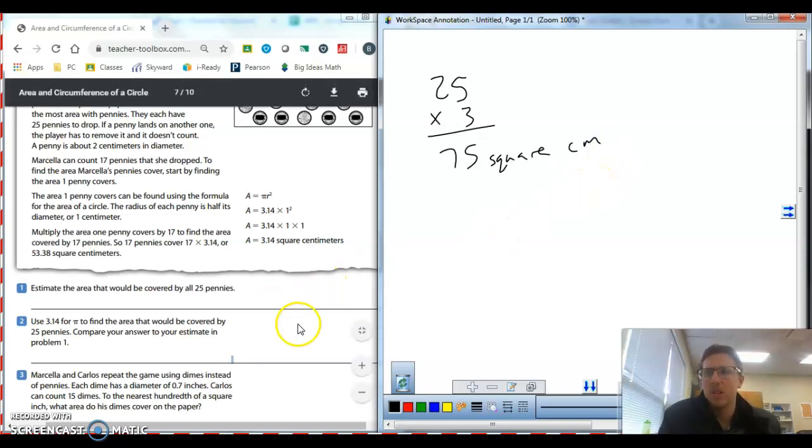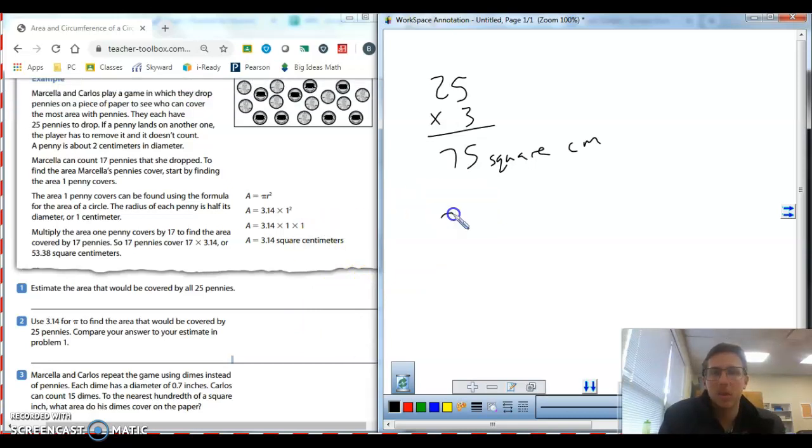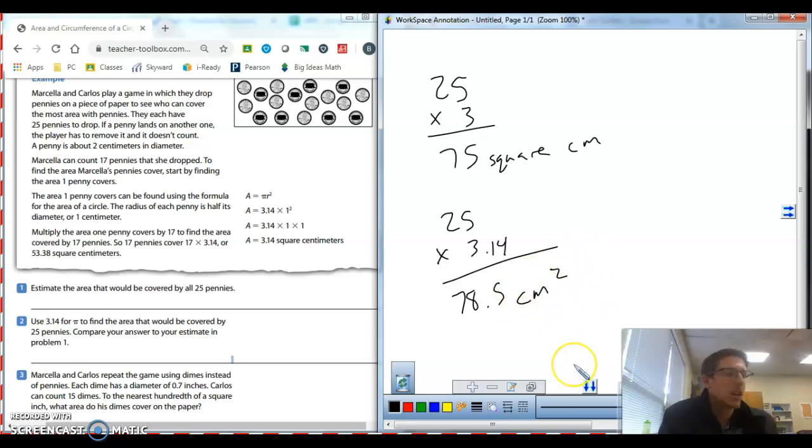Then the next part says use 3.14 to find the area that would actually be covered by 25 pennies, and then compare it to your estimate. So instead of 25 times 3, you take 25 times the actual 3.14 that they already showed you was the area of one penny. Well, there's 25 of them, so it'd be 25 times 3.14, which is exactly 78.5. That's still square centimeters, okay?